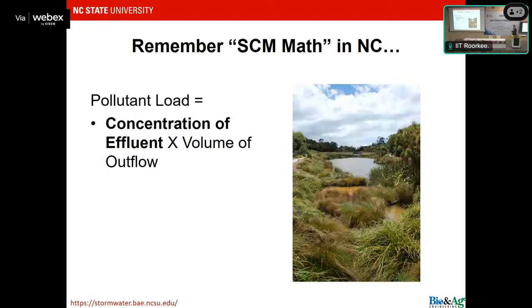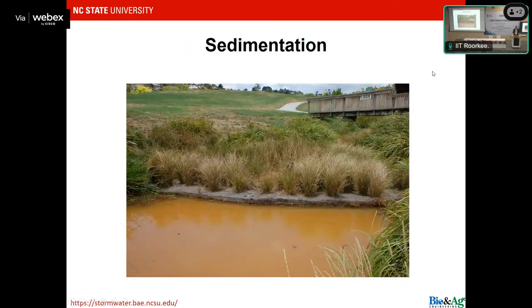Now, everything else I'm going to talk about is associated with changing your concentration of pollutants. Even if the outflow doesn't change, like with constructed wetlands, which don't change outflow a lot, there's a little, but not much, what they're trying to do is lower the concentration of the pollutant from what came in to what left. Now let's talk about the pollutant removal mechanisms associated with reducing your concentration.